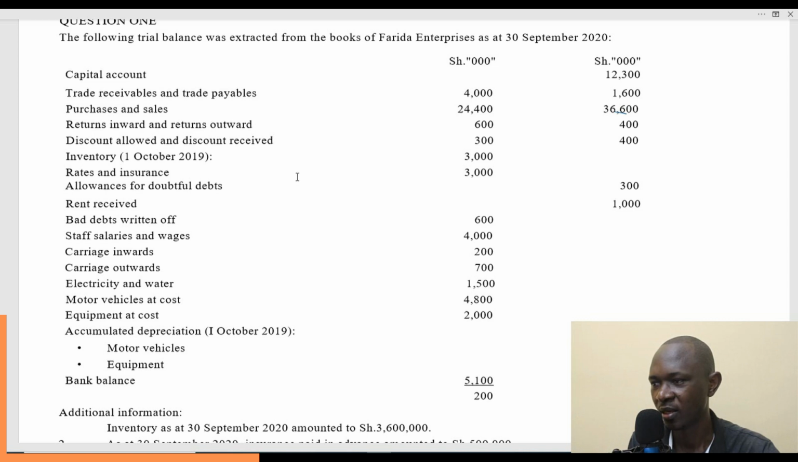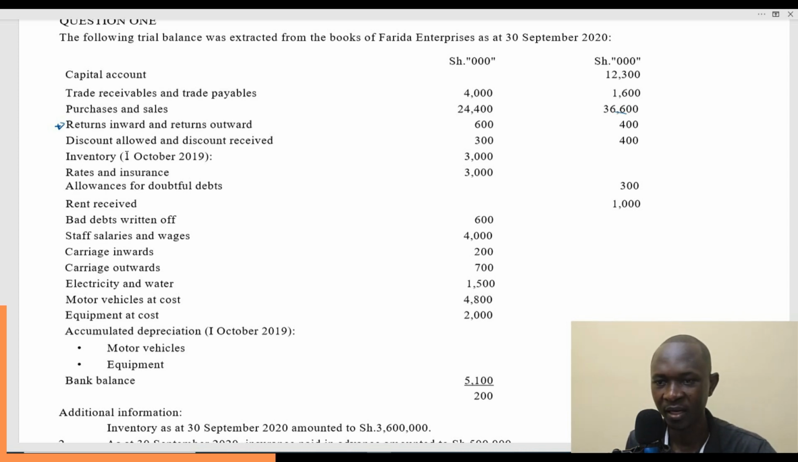So in this case, sales will be 36,600. That's 6,600. And now this is the power of remembering. You must exercise it. You remember there was return inwards and return outwards. So in fact, it is here. So return inwards and return outwards. One of them is sales have come back. The other one is purchases have gone back.